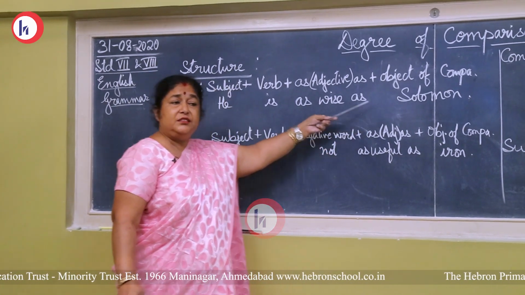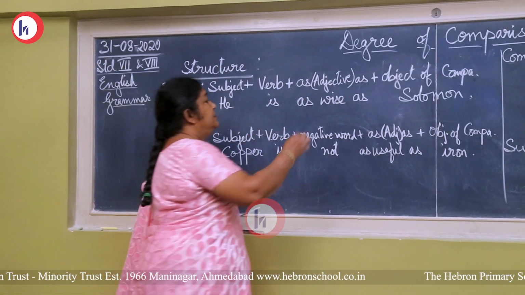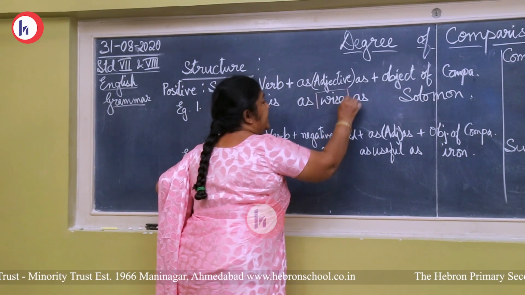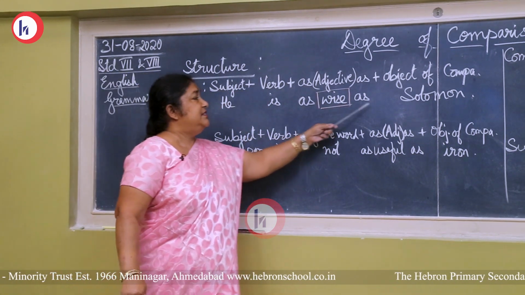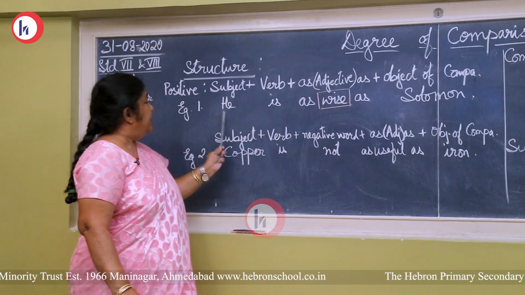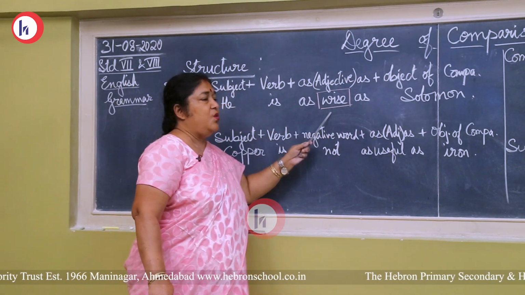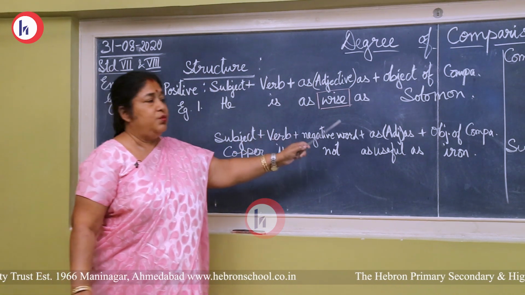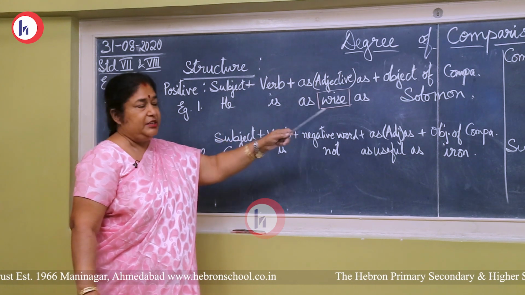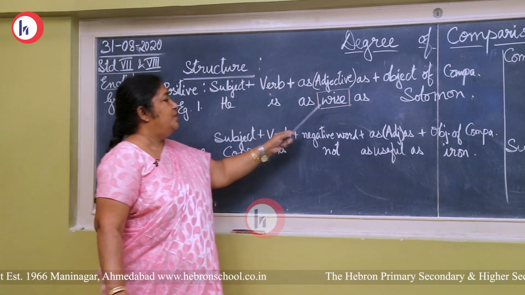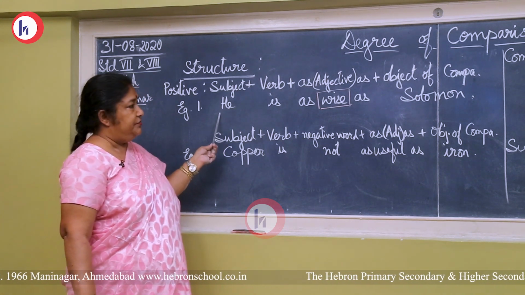So can we say this is in positive or comparative? Here this word wise is given. He is as wise as Solomon. So he is wise as well as Solomon is wise. Both are wise. So we cannot say he is wiser than Solomon. It will be he is as wise as Solomon. So this sentence is in positive degree.